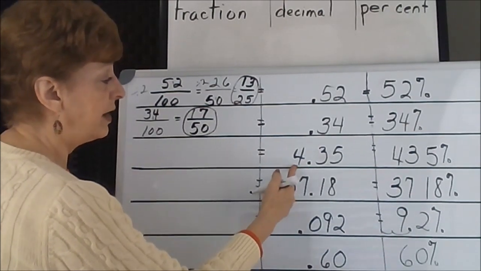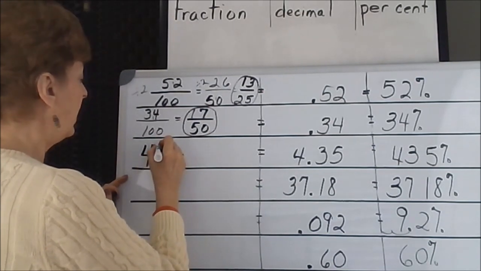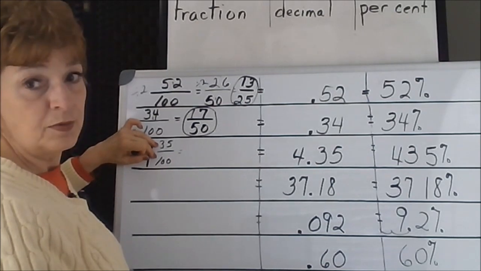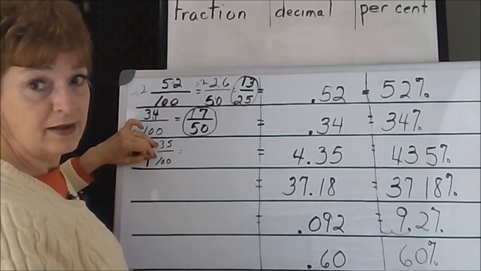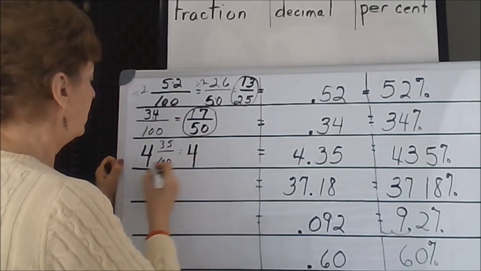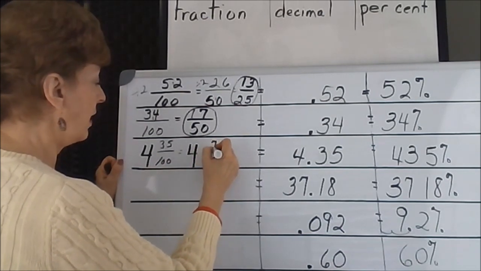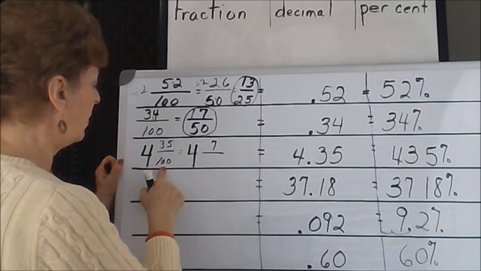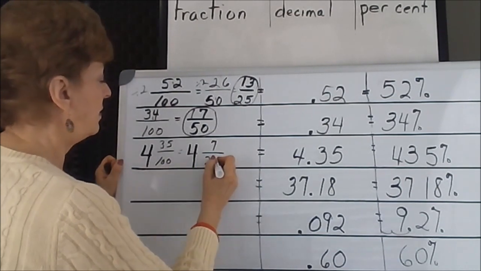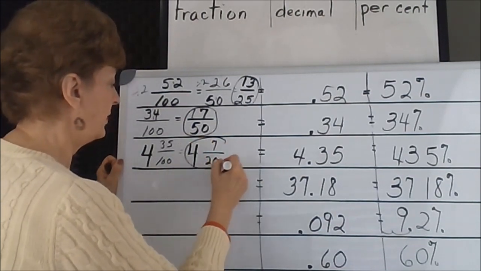This time we have a whole number. So this comes over here as 4 and 35 hundredths. In this case, 35 and 100 both end in a 0 or a 5. So we are going to be able to divide this by 5. Drag our whole number over. 5 goes into 35 7 times. 5 divides into 10 2 times, and 0. That is our lowest terms fraction.